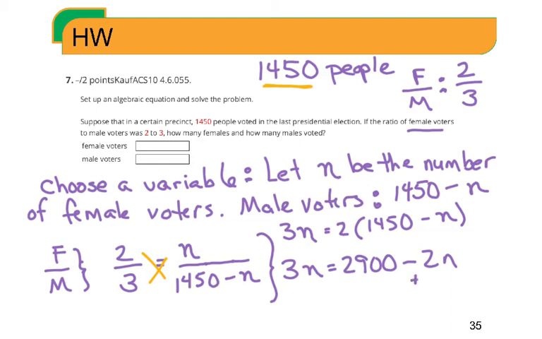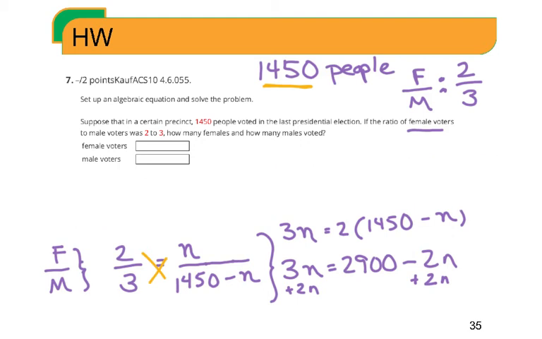What am I going to do? I'm going to add 2n to both sides, and I need more room. So let's go over here and figure this out. So I have on the left-hand side 5n, and I have on the right-hand side 2,900. To figure out what n is, divide by 5. N equals 580, I think.